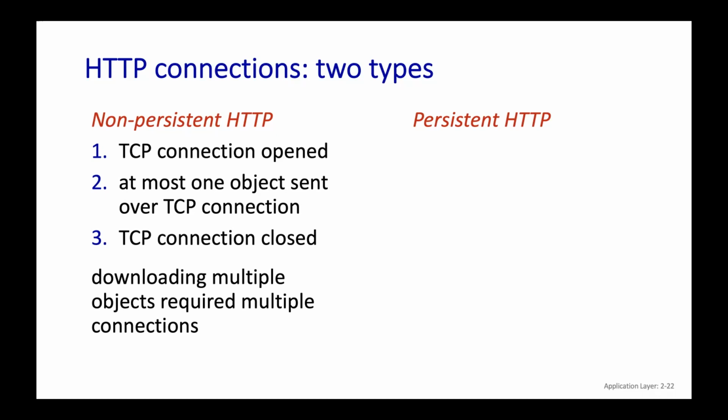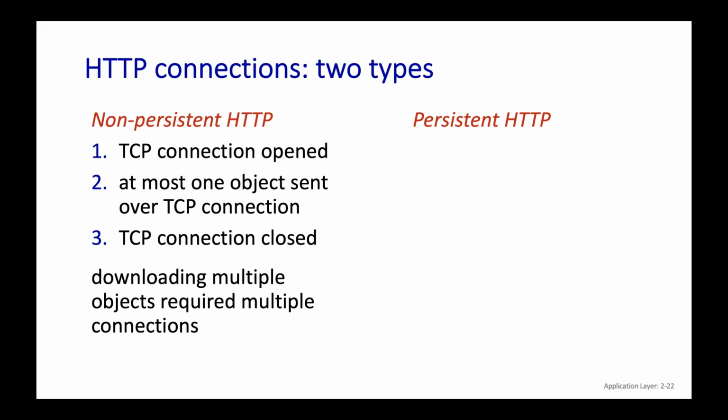If you want to download multiple objects, if you want to request an image file which was embedded or referenced within the base HTML file that you had first requested, for that image file, you will have to establish a new TCP connection, send a request for the image file, get the image file, and then close the TCP connection again. So for each object, you will have to establish a TCP connection.